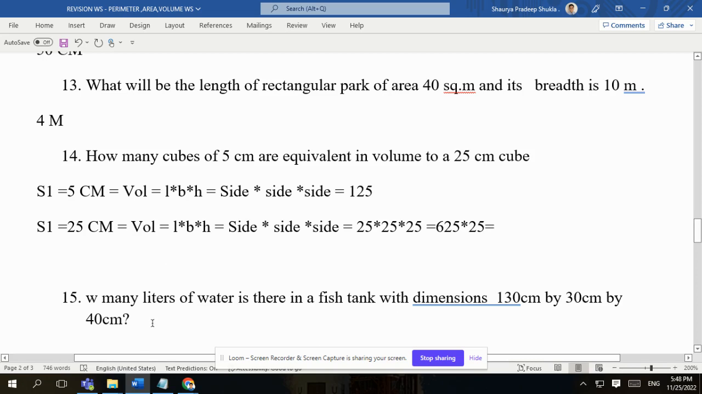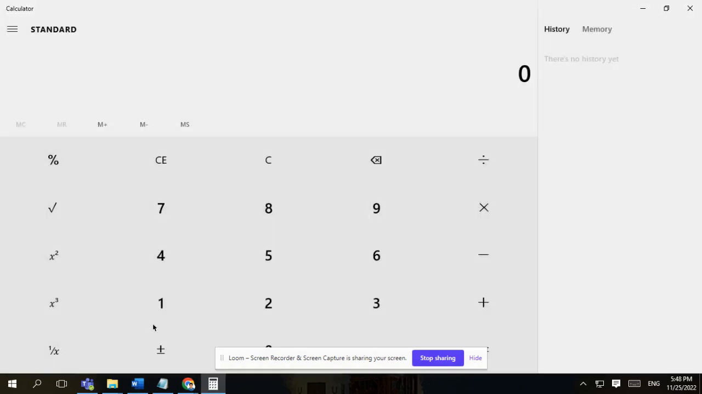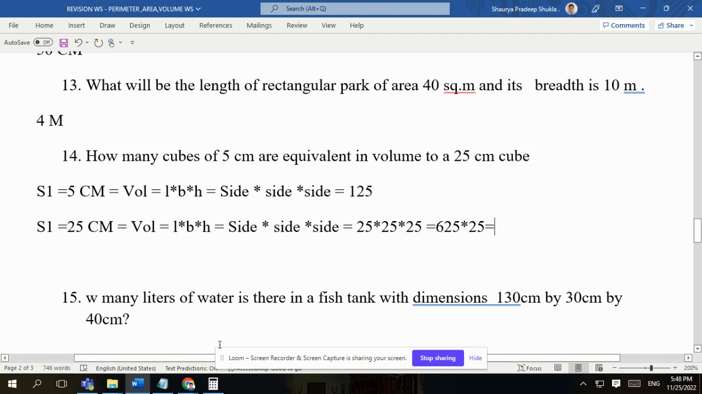Okay, let's use the calculator and see what that is. I need 625 multiplied by 25. I got 15625. That is again cube centimeter, centimeter cube.